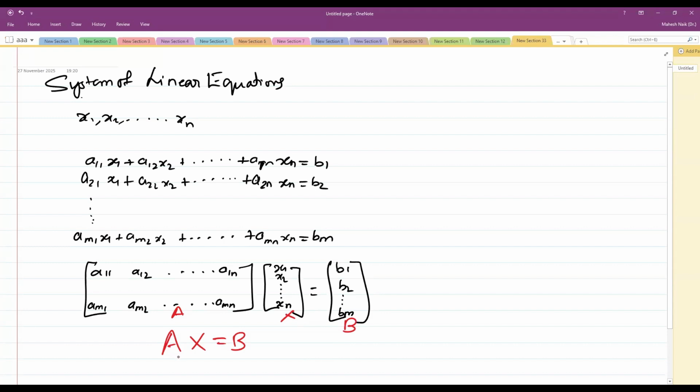So A is of order m cross n, x is of order n cross 1, and b is of order m cross 1. Okay. So we can have two types of systems of linear equations. We can have a homogeneous system where b will be equal to 0, and then a non-homogeneous system where b is not equal to 0.